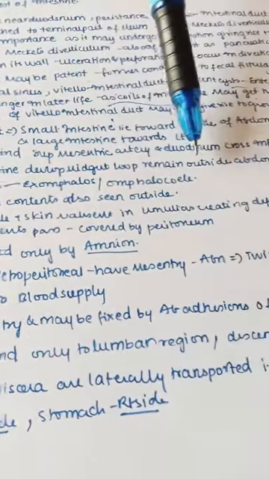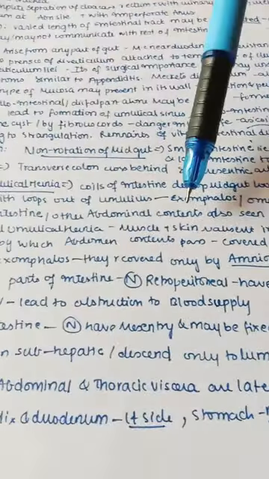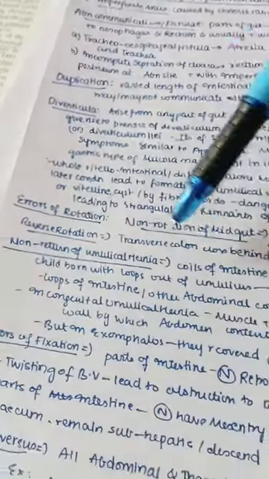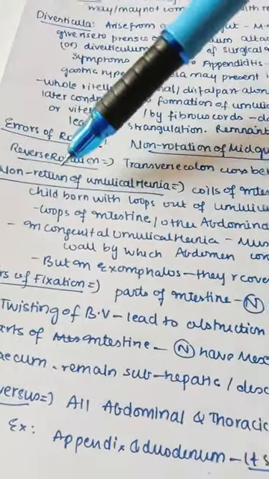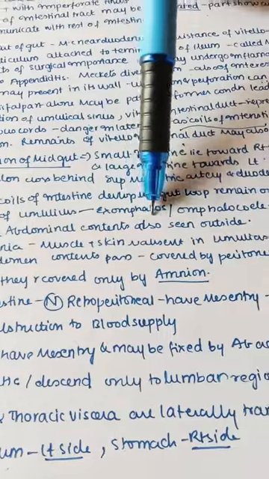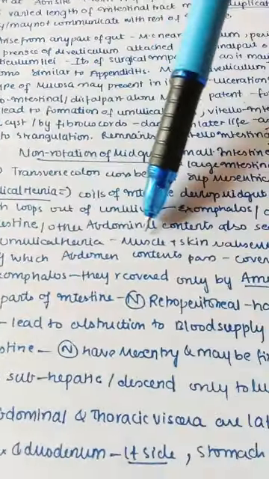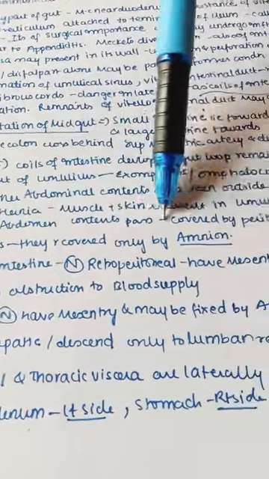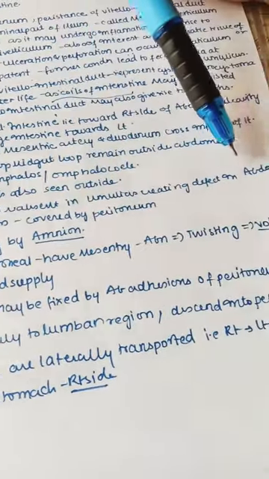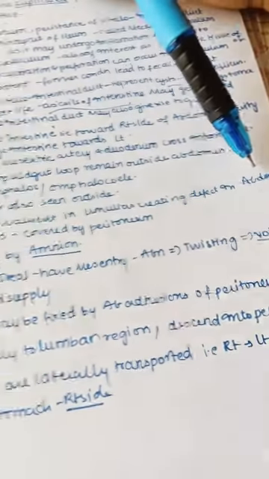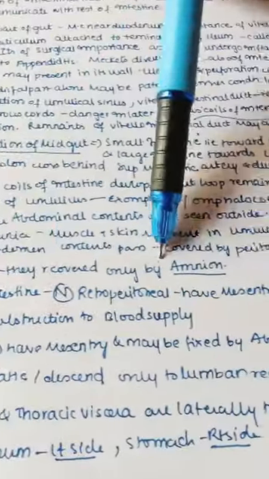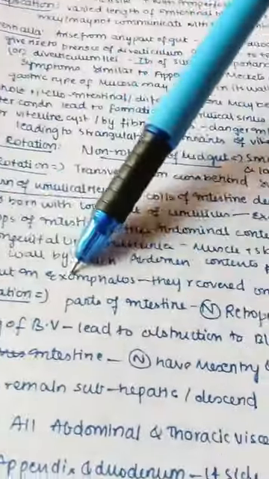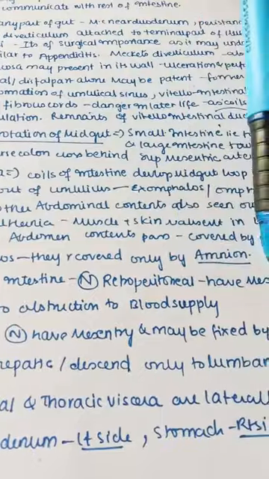And non-return of the umbilical hernia, that is, the coils of intestine, the midgut loop, remain outside the abdomen. We know our intestine is first outside the abdomen, and if it remains like that, it causes umbilical hernia. A child born with the loops out of the umbilicus is called exomphalos or omphalocele, and the loops of intestine or other abdominal contents are seen outside. In congenital umbilical hernia, muscle along with the skin is absent at the umbilicus, creating a defect in the abdominal wall by which abdominal contents pass. It is covered by the peritoneum, but in exomphalos, they are covered only by amnion.